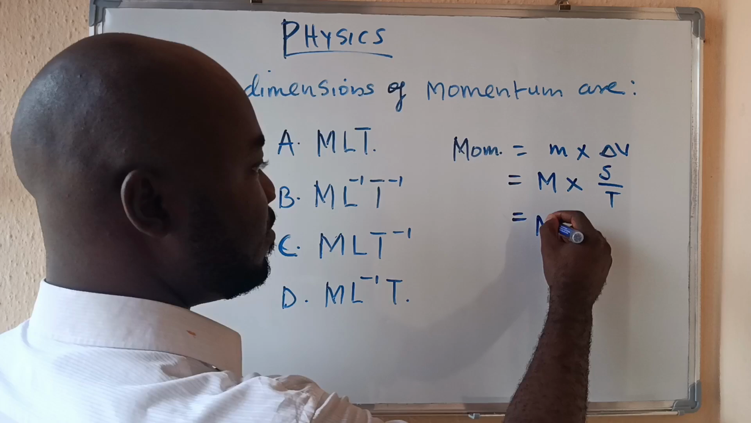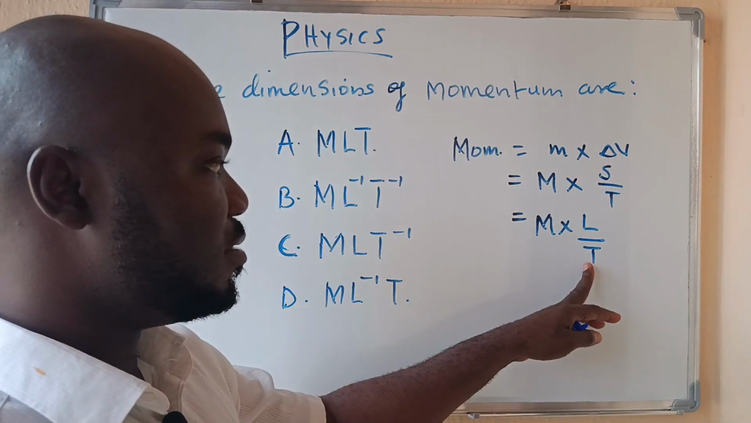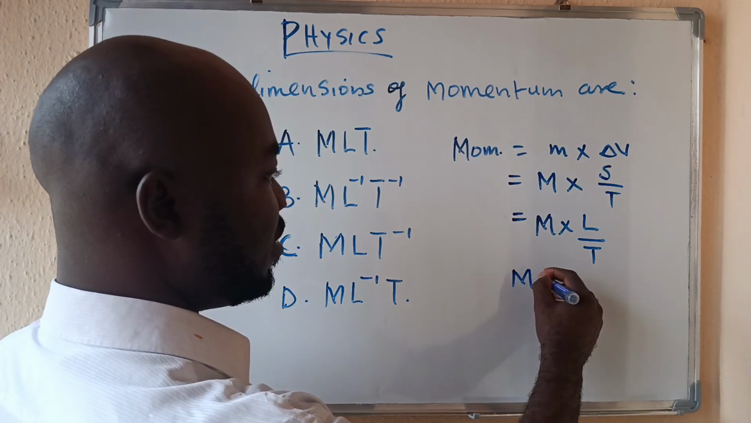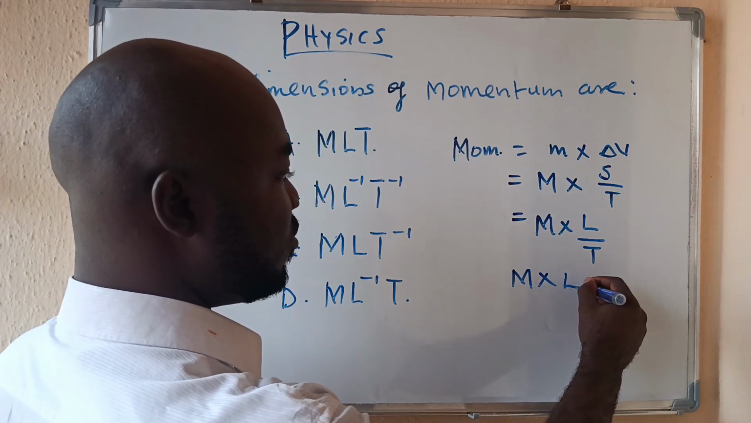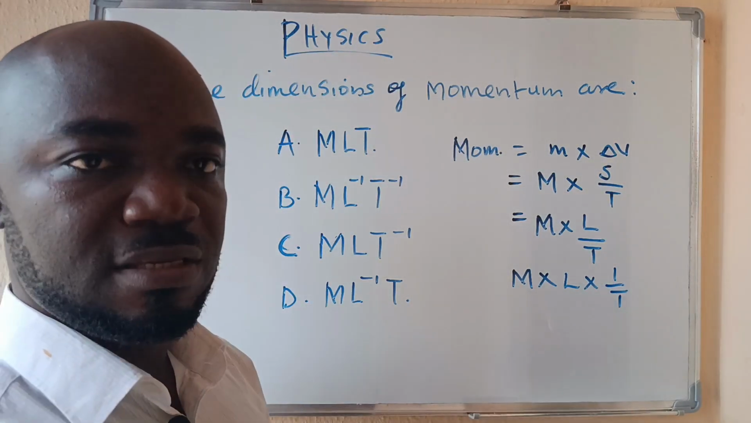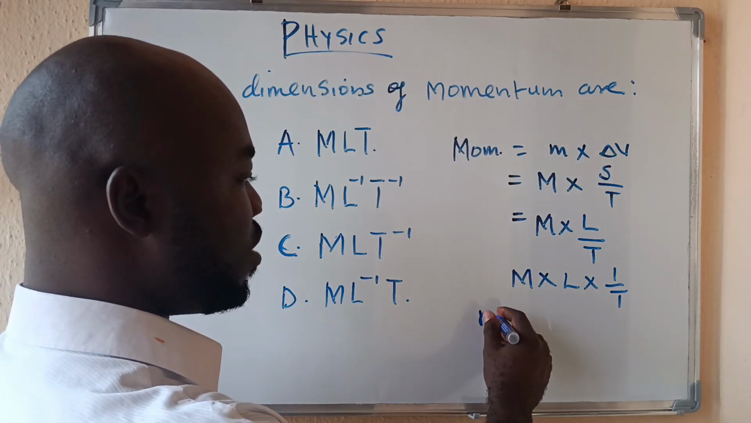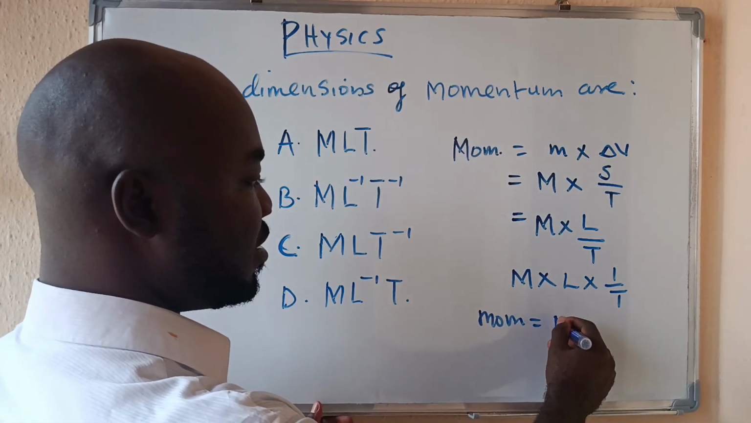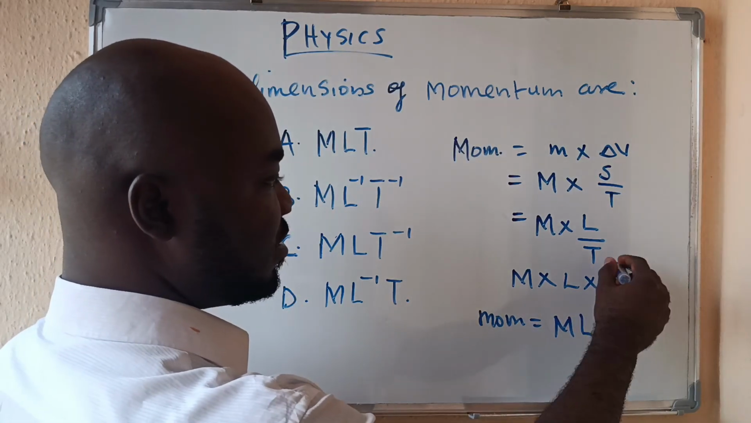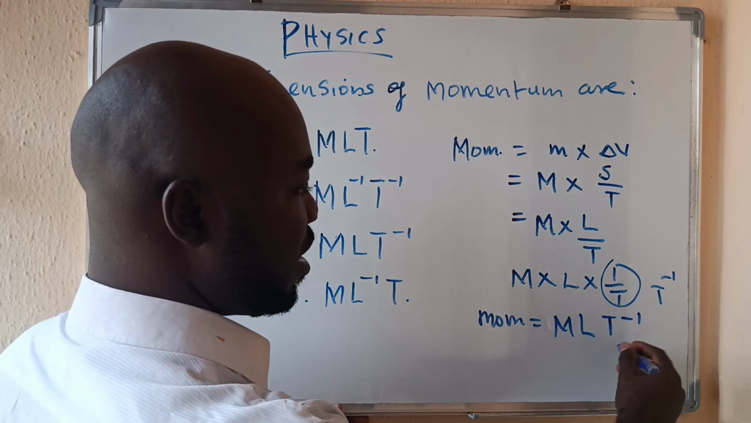So we have M multiplied by L over T. But this T can be written as 1 over T. So I'll be having M multiplied by L multiplied by 1 over T. 1 over T in indices is T to the power of minus 1. So your momentum will be the mass M multiplied by the length L. Then this 1 over T can be written as T to the power of minus 1.